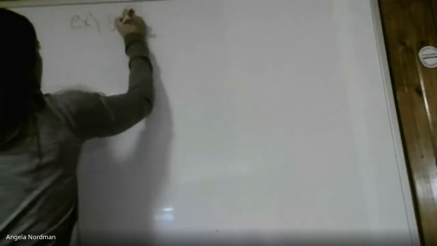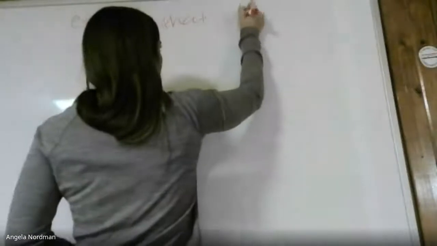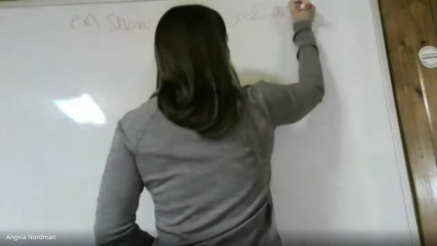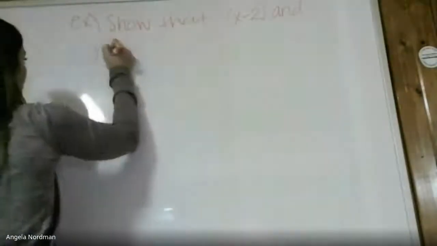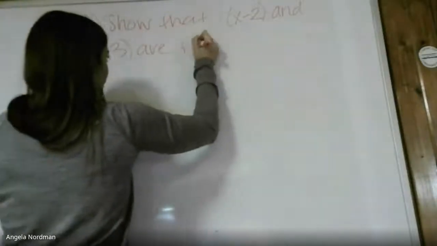So the prompt for this one, I'll move this camera back up, is going to be that I want you to show that the factors x minus 2 and x minus 3 are factors.